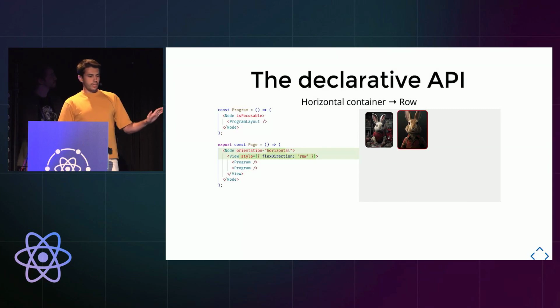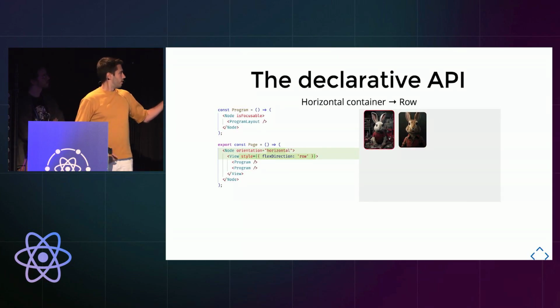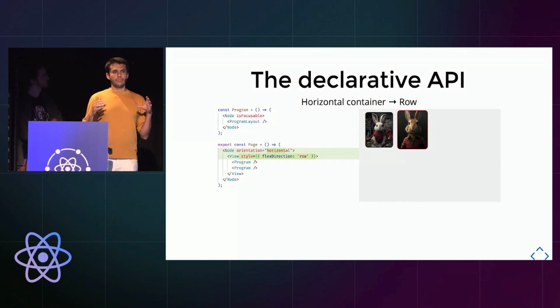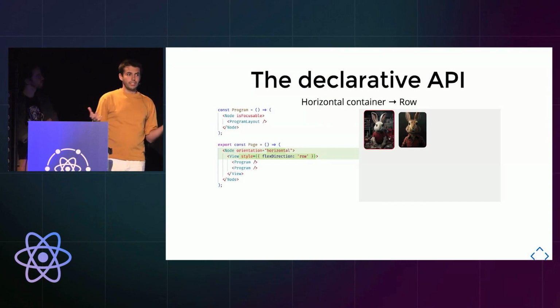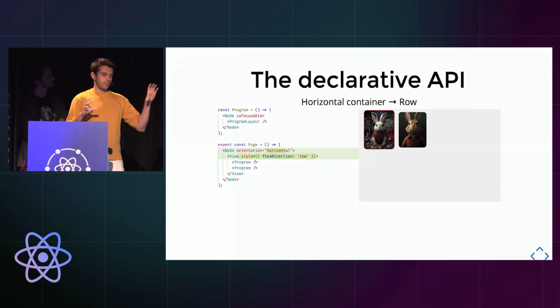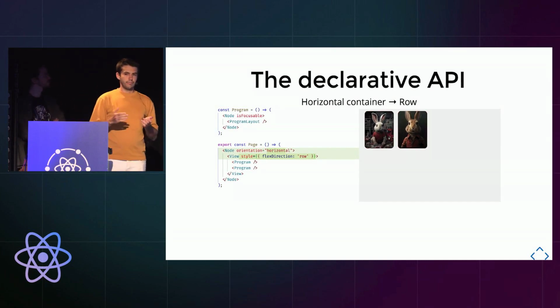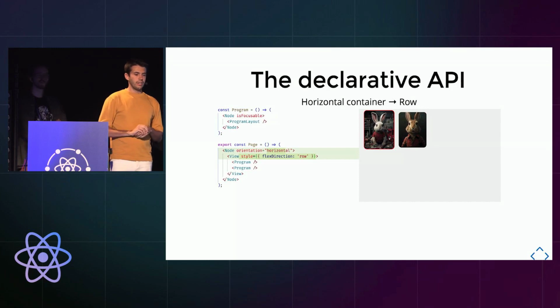And so let me clarify something here. The node is only there to describe the spatial interaction, not the style. So if you want to put those 2 rabbits next to each other, you also have to modify the style on something like a view here, not on the node. The node is only for spatial things.